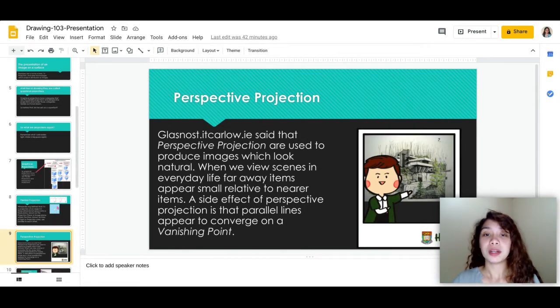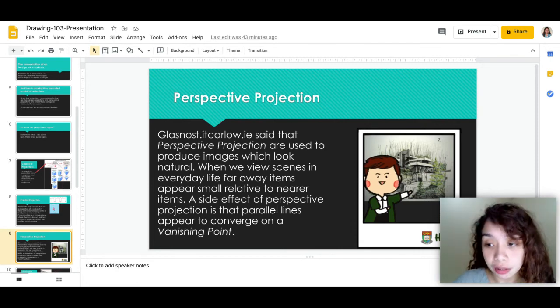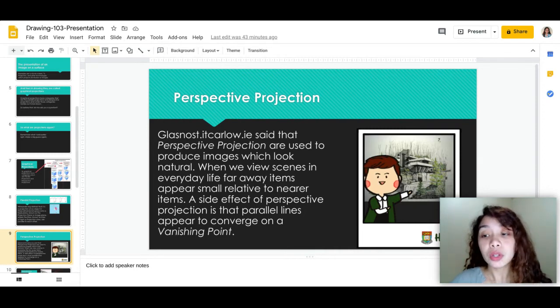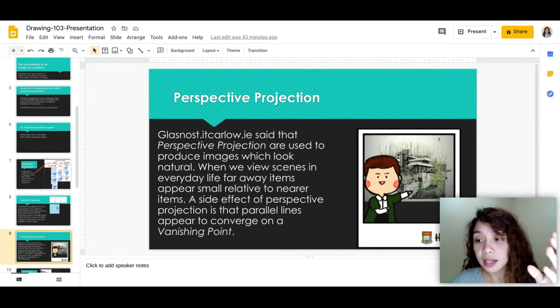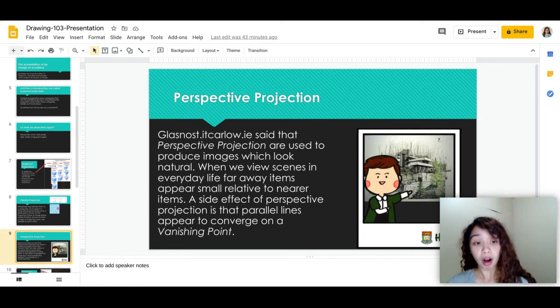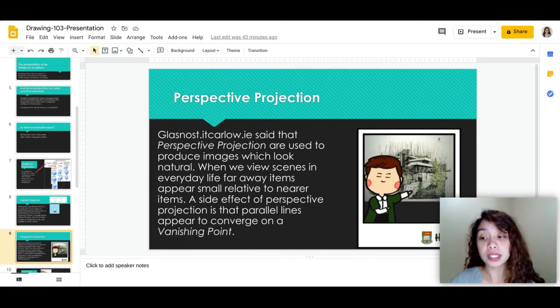As we go forward, it says here that perspective projection is used to produce images which look natural. When we view scenes in everyday life, far away items appear small relative to near items. A side effect of perspective projection is that parallel lines appear to converge on a vanishing point. The only difference of a perspective drawing from a parallel drawing is that it appears more natural, just like how we view everything. The closer we get, the bigger the appearance it will be. The farther we are, the smaller it will be. An example of a perspective projection here is the house represented by this teacher.